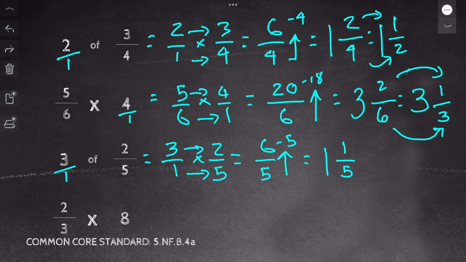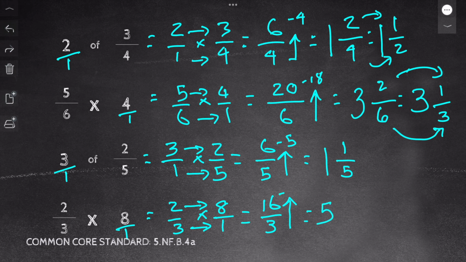So here's how I solve 2/3 of 8. I convert my 8 into an improper fraction. So I have 2/3 times 8 over 1. Then I multiply across for my numerator. 2 times 8 equals 16. And then for my denominator, 3 times 1 equals 3. Now I have to see how many times 3 can go into 16 without going over. I know 3 times 5 equals 15. So 16 minus 15 equals 1. So I have 1 piece left over out of 3. So I have 5 1/3.